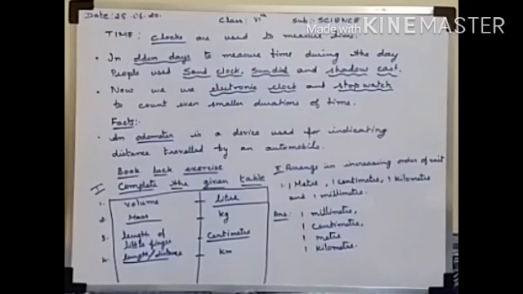Next we'll see the fact. What is an odometer? An odometer is a device used for indicating distance travelled by an automobile.